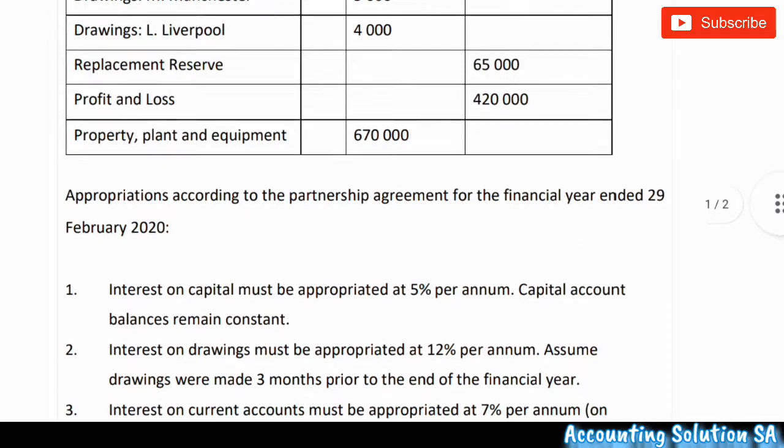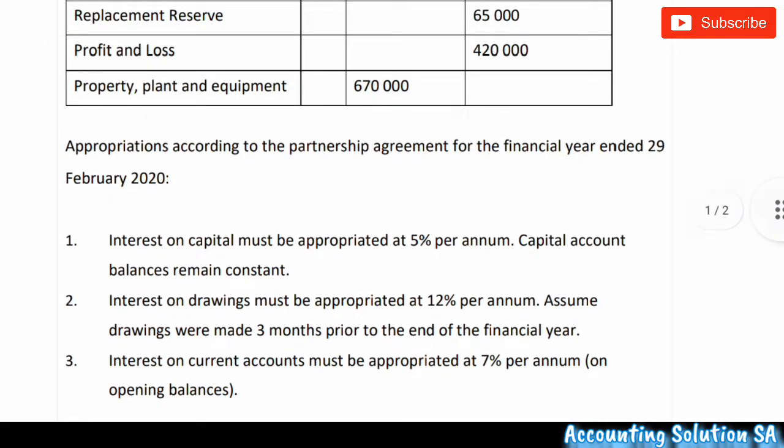Then let's go to our information: appropriation according to the partnership agreement for the financial year ended 29 February 2020. Under this heading, the percentages differ according to whether it's for withdrawals, capital or current account, in terms of the agreement that Liverpool and Manchester have made.